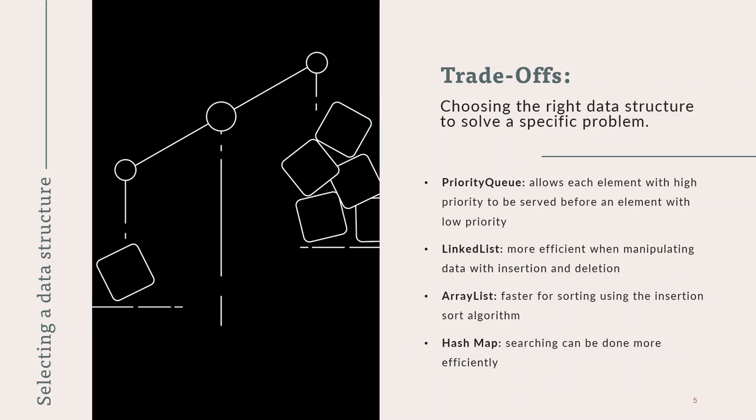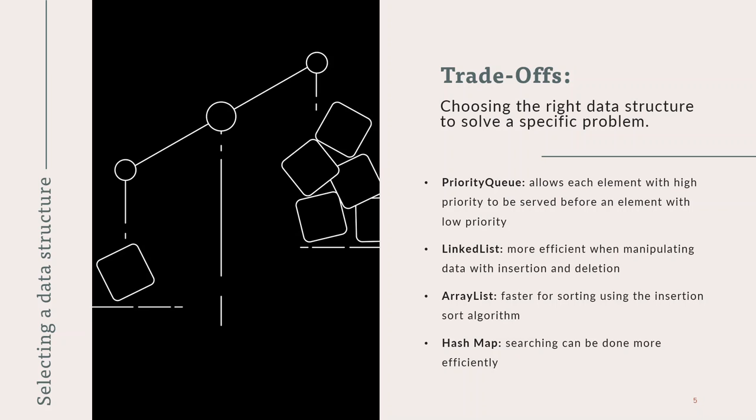I evaluated the trade-offs between different data structures based on the specific problem I was trying to solve within my program. I used a priority queue in the emergency room because it allows my system to effectively prioritize the order that patients are admitted to the hospital from the emergency room. I used a linked list in the hospital because it is more effective when manipulating data, in this case, admitting or discharging patients to and from the hospital.